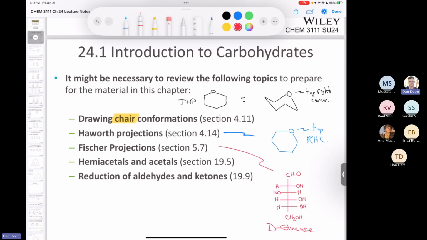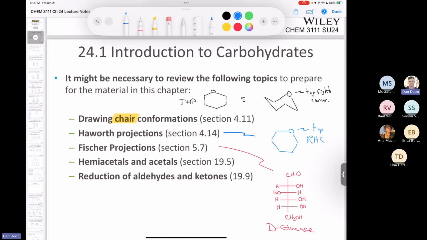You remember those from chapter 19. And then the reduction of aldehydes and ketones. We saw that in chapter 12, and then we looked at it in even more detail in chapter 19. So these are some of the ideas that you're all aware of already, and these are some things that are going to come up in chapter 24 when we're discussing carbohydrates.